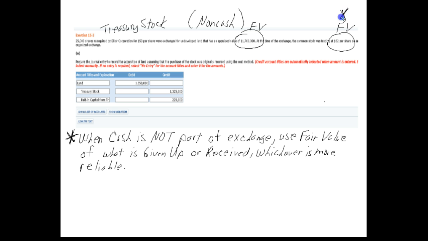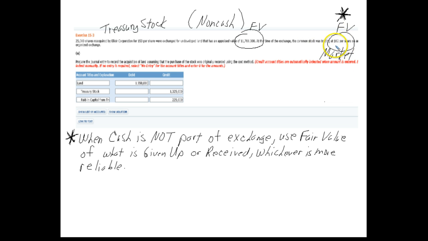So this is by far the more reliable fair value, what it's really worth. It certainly is. This is a ready market. There is a ready market here for the stock. The appraised value is what somebody thinks it would sell for, but there hasn't actually been a transaction. Over here, we have an actual transaction with other shares of stock.